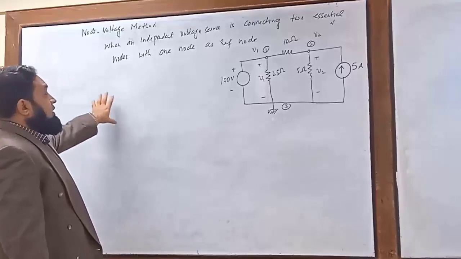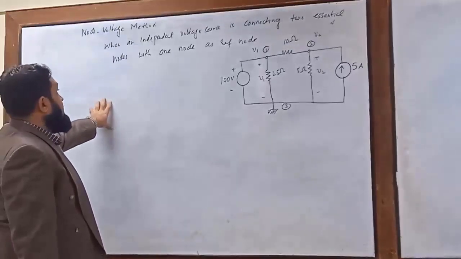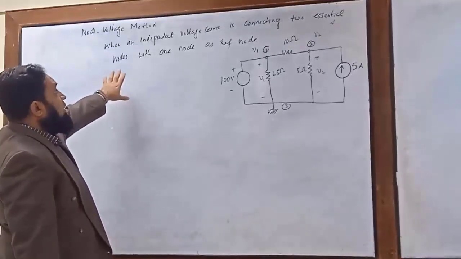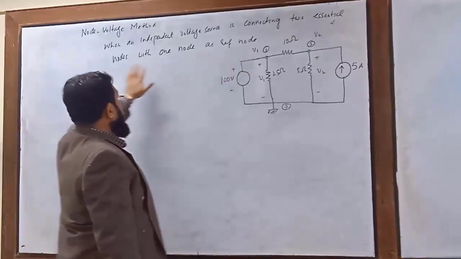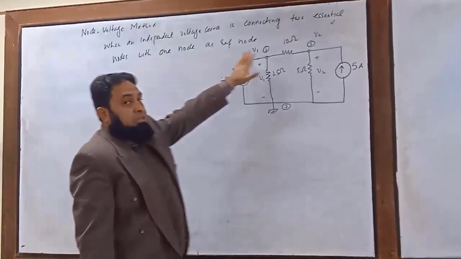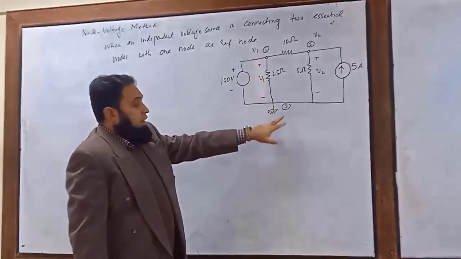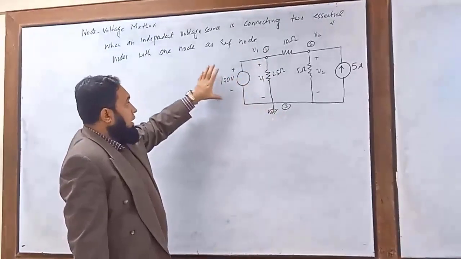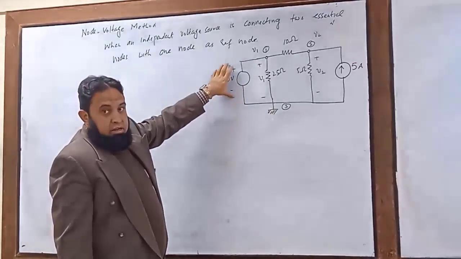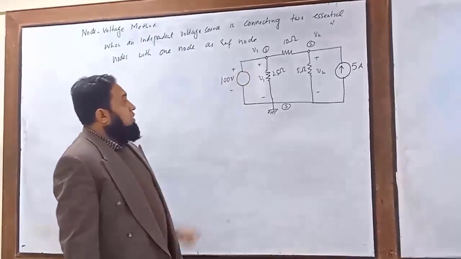Okay, so we have now this special case. This special case is that when an independent voltage source is connected to an essential node with one node as the reference node. So here is that special case: we have essential node 1 and the reference node, and the 100 volt source is connected between these two.